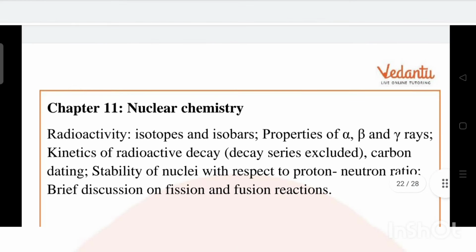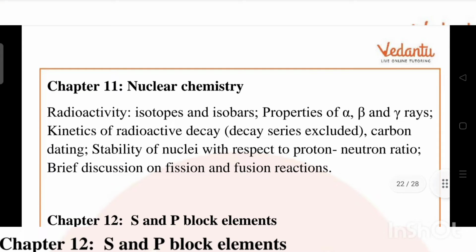In chapter 11, nuclear chemistry: radioactivity, isotopes and isobars, properties of alpha, beta and gamma rays, kinetics of radioactive decay, decay series excluded, carbon dating, stability of nuclei with respect to proton-neutron ratio, brief discussion on fission and fusion reactions. Fusion and fission reactions are the most important topic in this chapter.